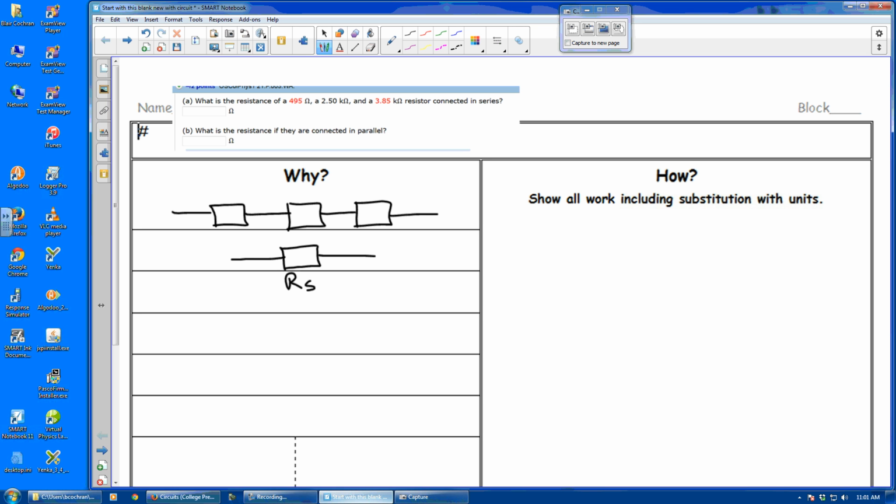So we're working on number 10. So I have 495 ohms. I have 2,500 ohms. Ooh, wow. I could just try writing that whole number again. 40.